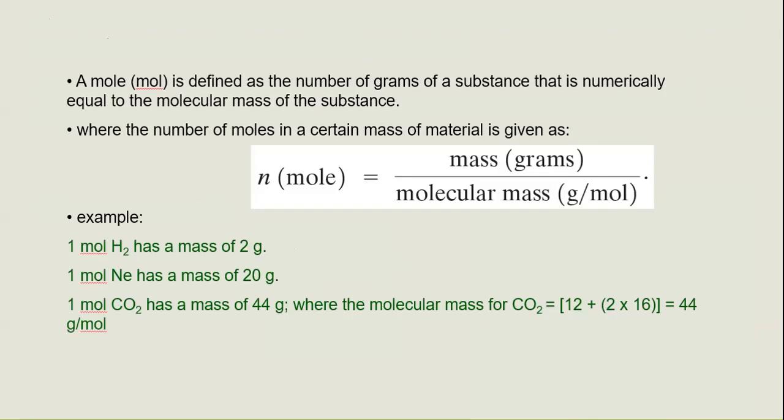Next, let's look at a mole. I believe you've learned about the mole in chemistry, and here there's no difference. A mole is just a number, and to get a mole, you will follow this equation: N, the symbol for a mole, is equal to the mass in grams divided by the molecular mass in grams per mole.